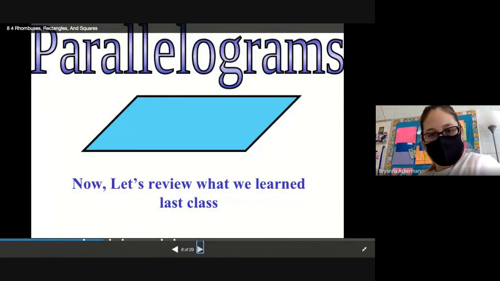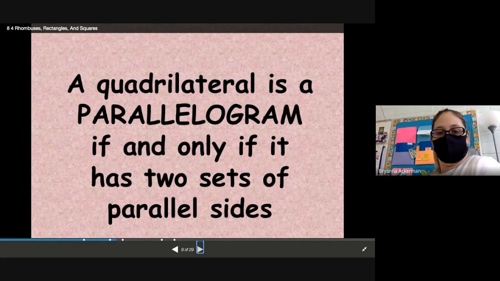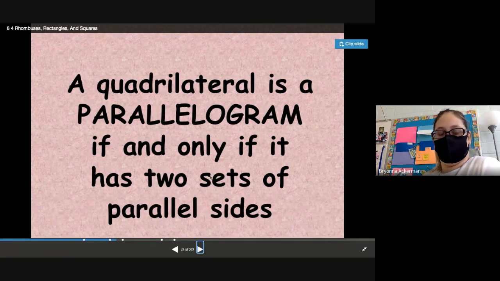Okay, so last class, let's just review real quick. We did parallelograms. A parallelogram is a quadrilateral, but a quadrilateral is not necessarily a parallelogram. So you have to start thinking that way. A quadrilateral is a parallelogram if and only if it has two sets of parallel sides. So that's what makes it. And you guys should have that written down already. And what's nice is parallel is in the word, right?